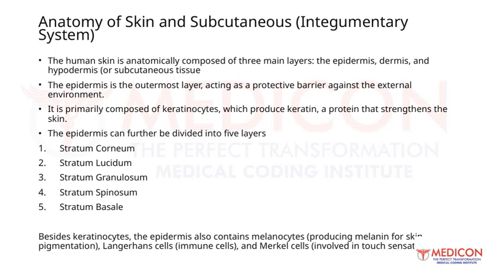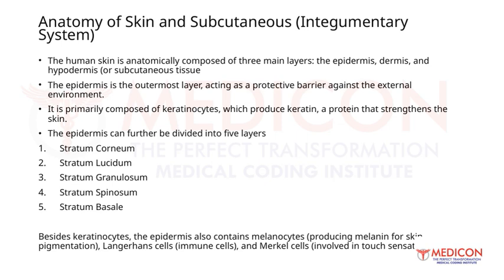Let's take a closer look at the anatomy of the skin and subcutaneous tissue, which together form our integumentary system. The human skin is made up of three main layers: the epidermis, dermis, and hypodermis or subcutaneous tissue. Today, we'll focus on the first two, especially the epidermis, since it plays such a critical role in protection and sensation. The outermost layer is the epidermis, and it's primarily responsible for acting as a protective barrier against the external environment. Think of it as your skin's frontline defense, keeping out harmful substances and pathogens.